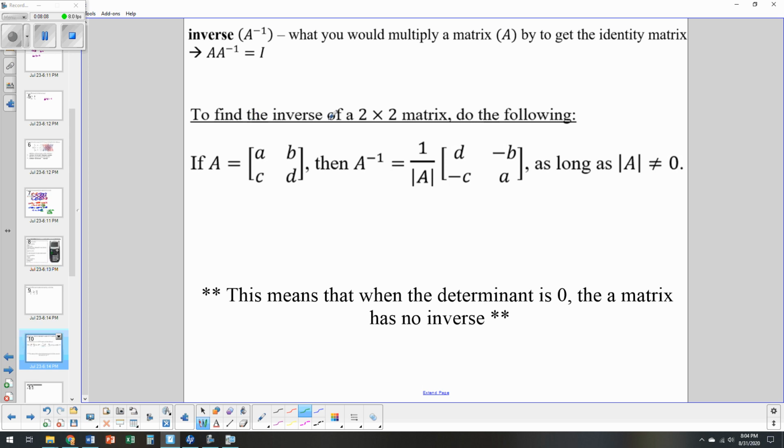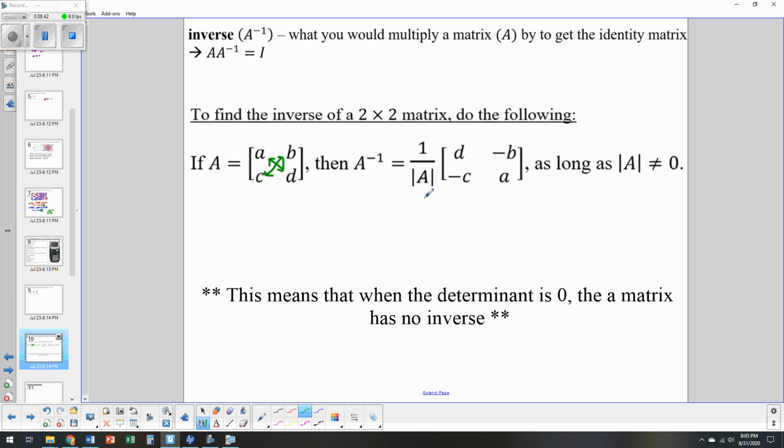So to find the inverse of a 2 by 2 matrix, we're going to find the determinant first. We're going to have 1 over the determinant, and then what's going to happen is the downward numbers switch places. So this was A up here, D down here. Now it's D up here, A down here. And the other two, the upward ones, are going to change signs. All right? If it was positive, it becomes negative. If it's negative, it becomes positive. So flip downward, change upward.